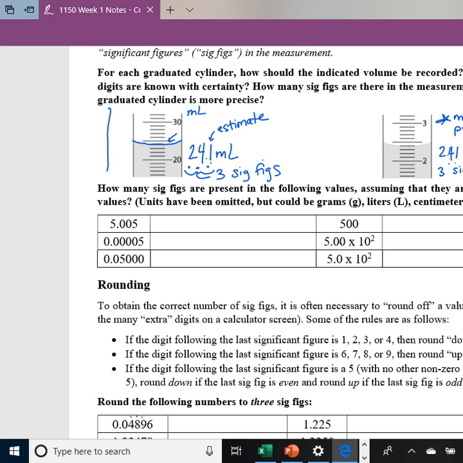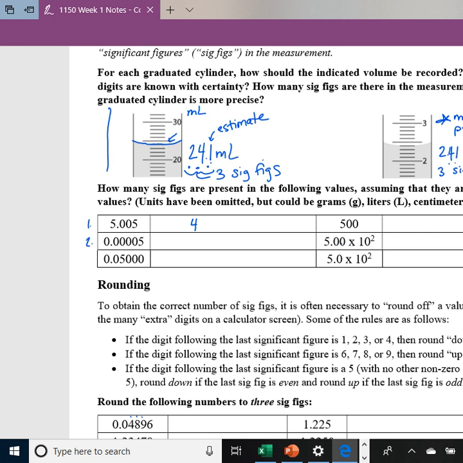So with our first example here, I'll label that number 1, 5.005. These are examples of captured zeros. They are in between two non-zero numbers, and they are always significant. We always count them. So this would have a total of 4 sig figs. Both 5s are significant, and then both zeros are significant.